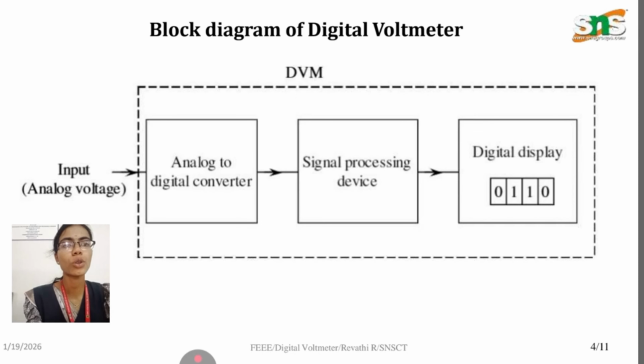In the block diagram of the digital voltmeter, the input signal is given as an analog input. The analog to digital converter is employed in the DVM system so that it converts the analog input into a digital output. Signal processing devices are used for filtering, comparing and converting, and then the signal is converted and displayed as binary values. We know that binary values are always represented in zeros and ones, so the analog input is processed in an analog to digital converter and then displayed as a digital output.